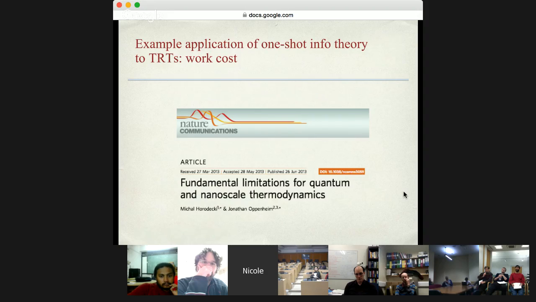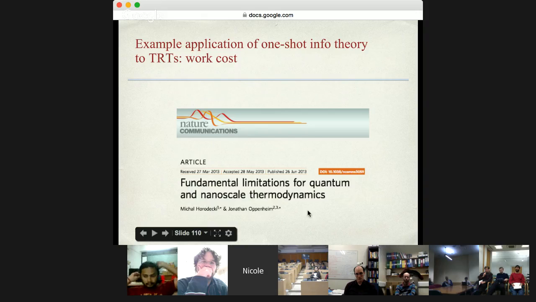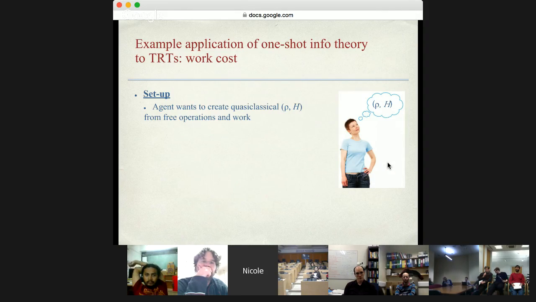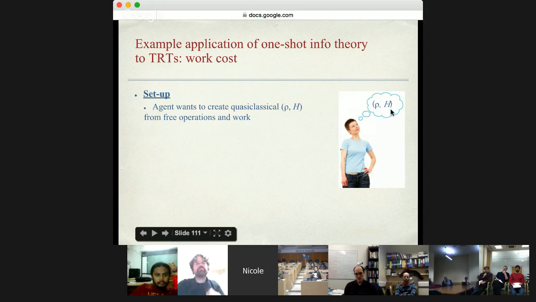Let me walk you through one of the applications. We saw the front of this paper earlier. It's one of those 2013 foundational papers. So I just want to show how this one-shot information theory toolkit is applied within thermodynamic resource theories. Suppose that you are the agent in some thermodynamic resource theory, and you would like to create some state (rho, H). For simplicity, we'll suppose it's quasi-classical. You need to perform free operations, and you also need some amount of work.